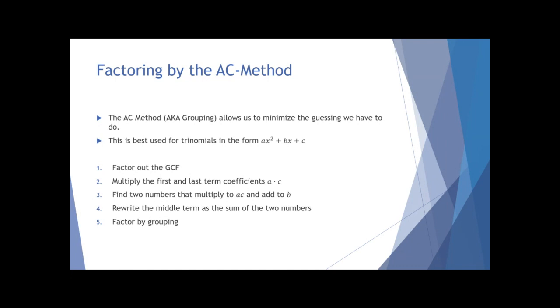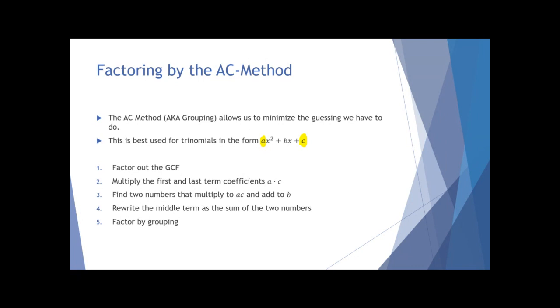Now this is called the AC method because you are multiplying the first and last terms. You're multiplying just the coefficients of the first and last terms, A and C, together. When we didn't have a number there, we were just looking for two numbers that multiply to C and add to B. With a number there, you're looking for two numbers that multiply to A times C and add to B.